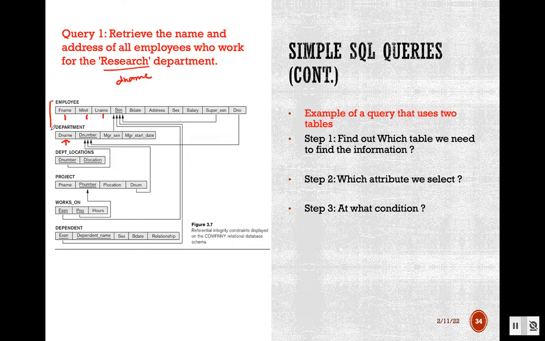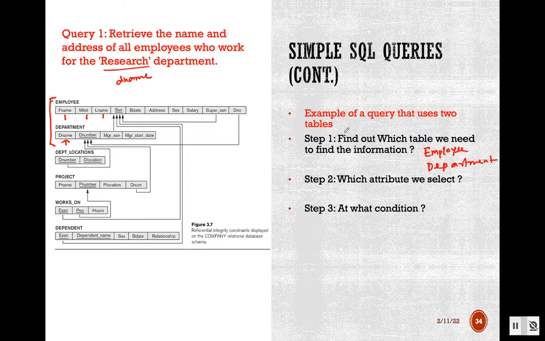What it means is that we actually need the information from both tables. So here, which tables do we need? Employee and department. We may actually need more than two tables, even many tables, to write a query, but we have to find out for a specific query which tables we are going to need. So in this specific query we need the employee and department tables.